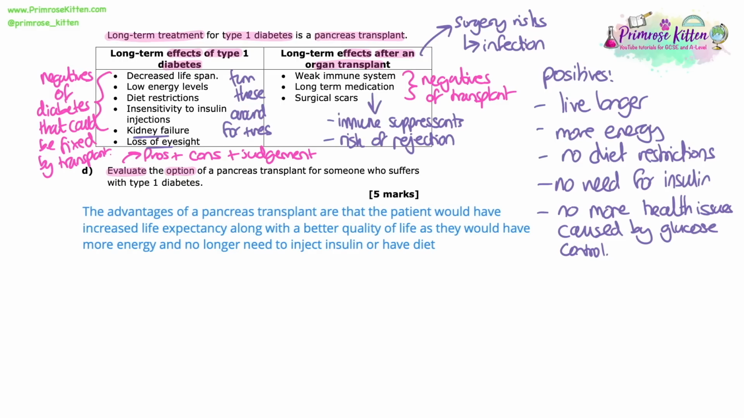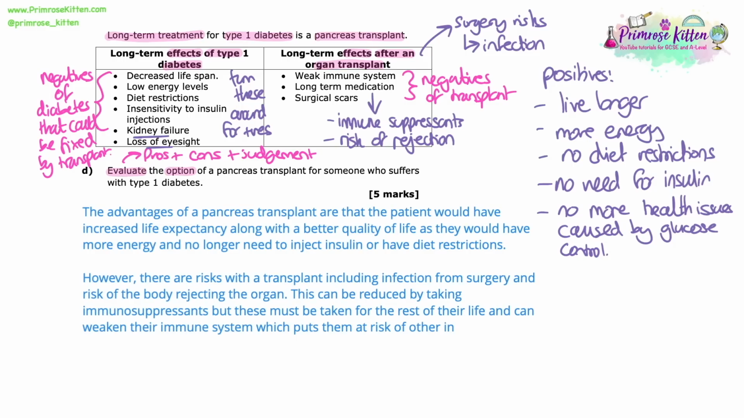So I'm going to start off with my positives of the transplant. So the advantages of a pancreas transplant are that the patient would have increased life expectancy along with a better quality of life, as they would have more energy and no longer need to inject insulin or have diet restrictions.